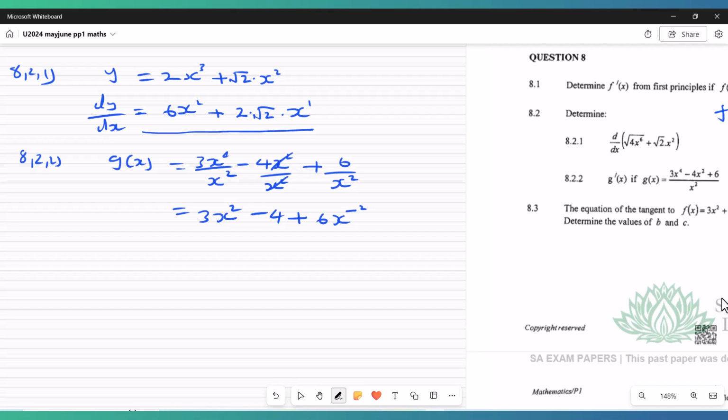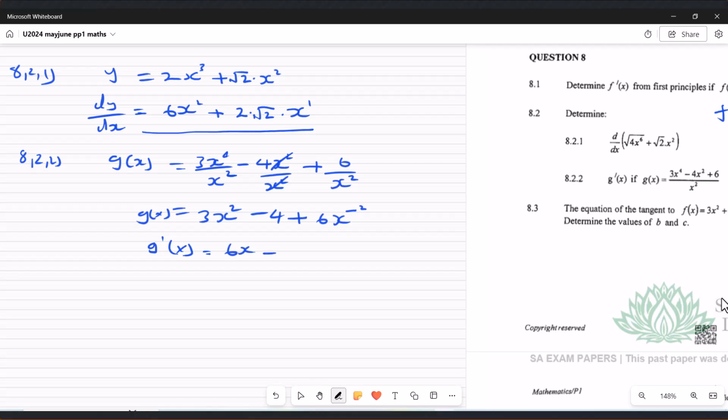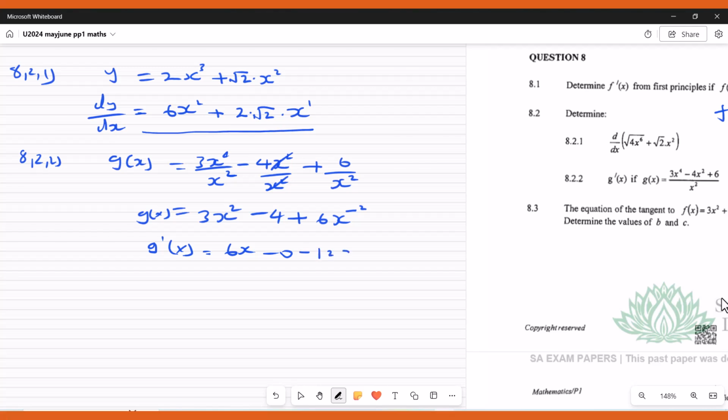From the denominator it becomes a negative power, so we can now differentiate my g of x. The derivative equals to what now? Here we get 6x minus 0, then you're going to say minus 12, then x power negative 3. If they want it as a positive, no problem, you're going to say 6x minus 12 divided by x cubed. That's our answer there. That was 8.2.2.